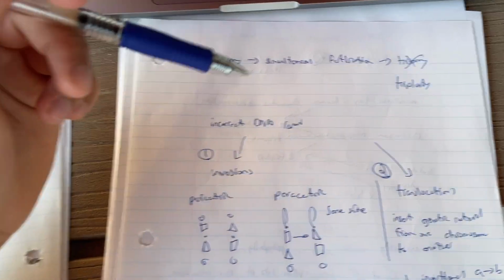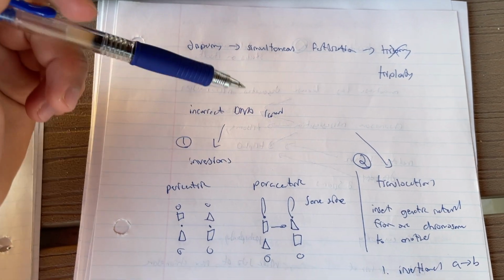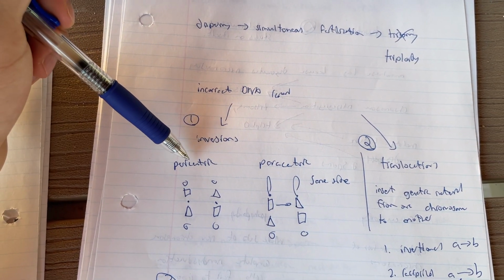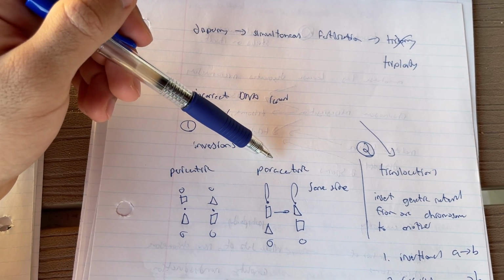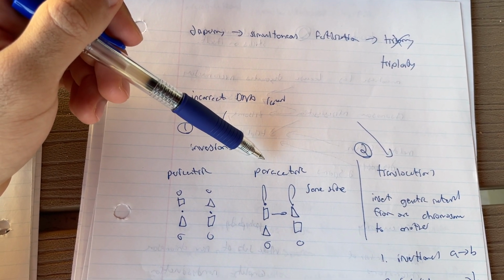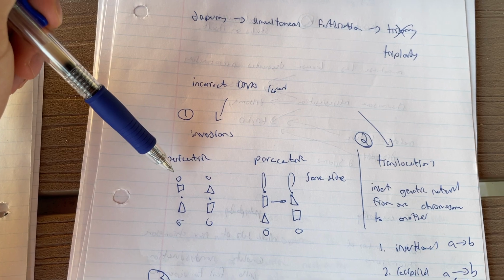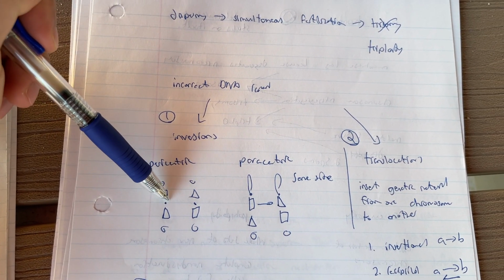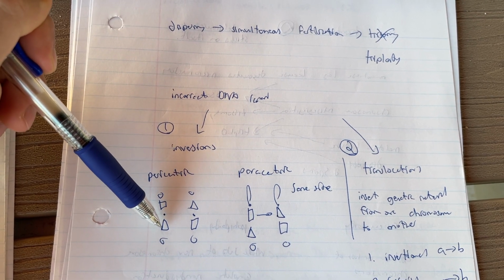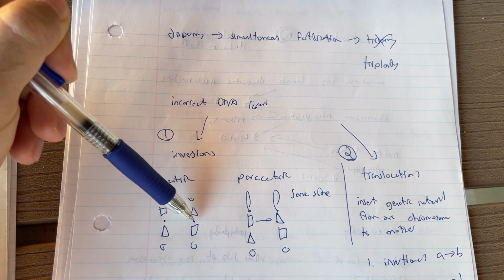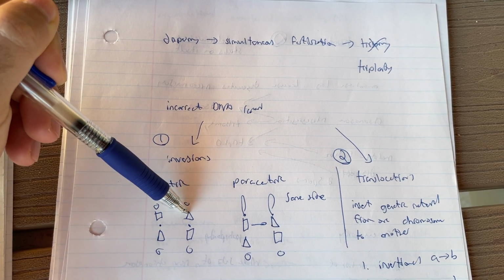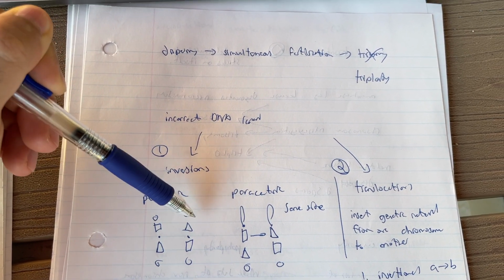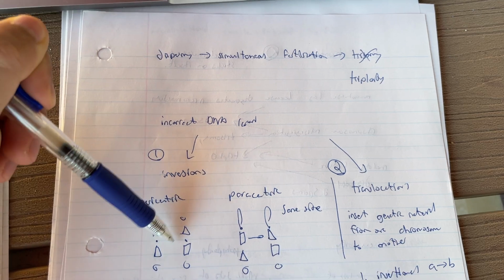Yeah, and now we're going to start talking about the more, I guess, complicated things, which are inversions. So there's two types, pericentric and paracentric. Paracentric means same side. Pericentric means different side. I don't have colors, so I've just put shapes here. Essentially, if it's pericentric, this triangle here has moved across the centromere to the other side. So it's gone from the Q arm to the P arm and vice versa.